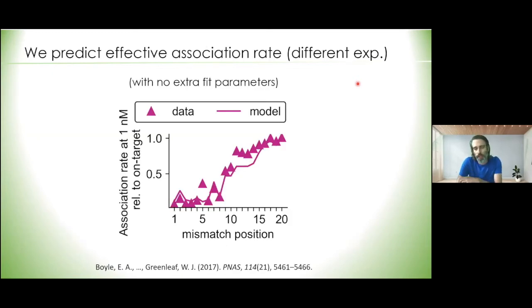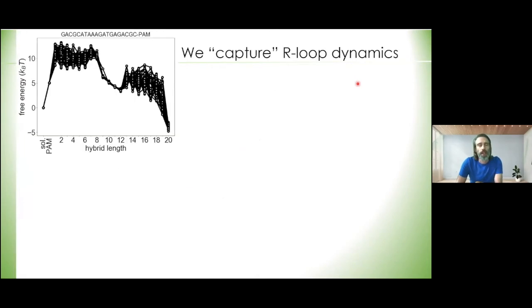On top of that, we can also predict completely different experiments done by a different group. This is from the Greenleaf lab, where they measured the effective on-target rate. And this is a prediction from our model that is parameterized on the other data set, with no extra fit parameters here. So we can just predict this straight off, which works pretty well, right? All right, so our goal was really to try to understand how this targeting behavior works.